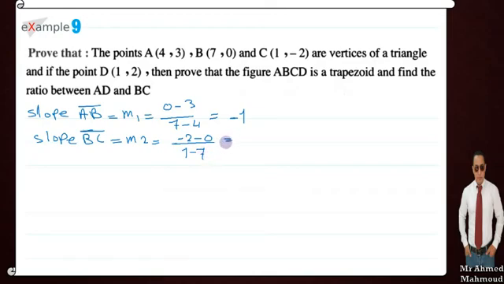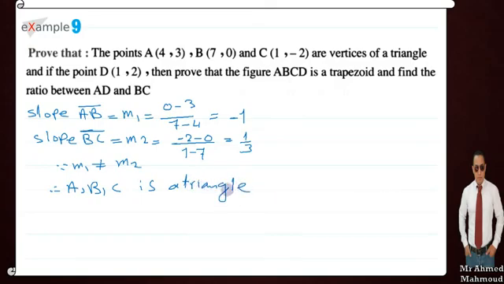It is equal 1 over 3. Since M1 is not equal to M2, therefore A, B, C is a triangle, because they are not on the same straight line.